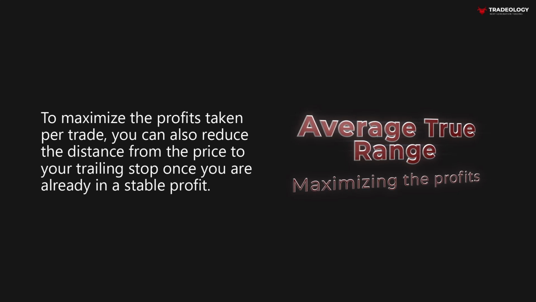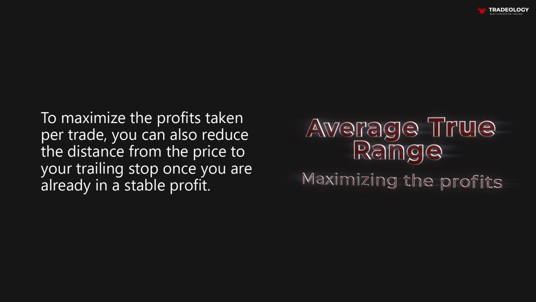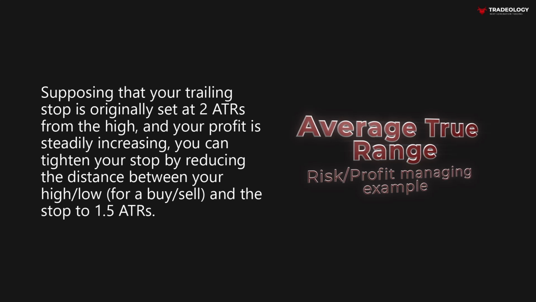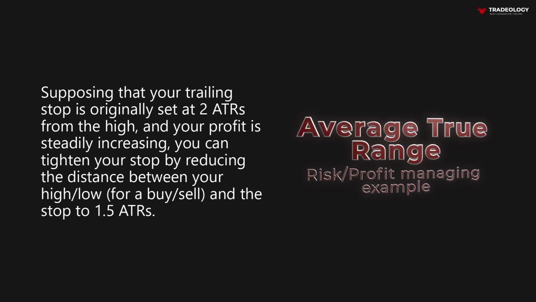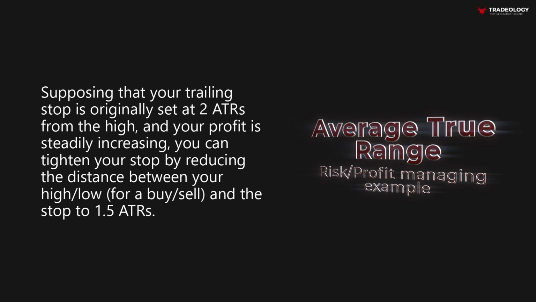To maximize the profits taken per trade, you can also reduce the distance from the price to your trailing stop once you are already in a stable profit. Supposing that your trailing stop is originally set at 2 ATRs from the high and your profit is steadily increasing, you can tighten your stop by reducing the distance between your high or low for a buy or sell and the stop to 1.5 ATRs.